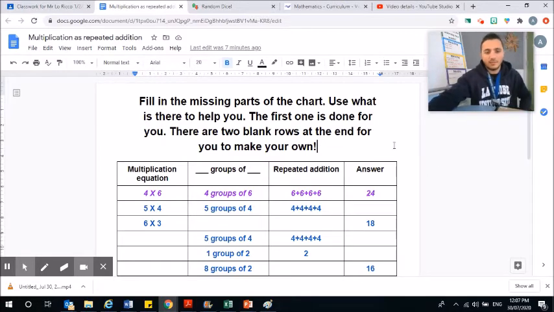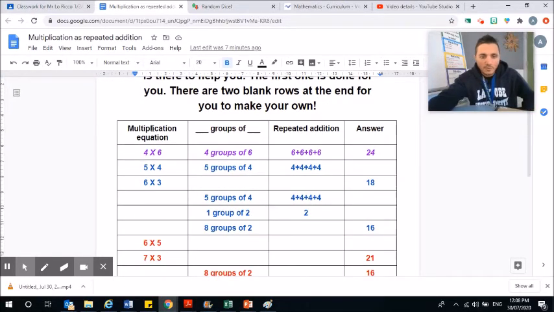So I'm going to help you through this. The first one's done here. It says here, multiplication equation. The first one was four groups of six. This part here is just the words that we need to do. So we've got number four and then groups of should be written in words. So groups of six. That's pretty much the same. We've got the words there. Now this column is the repeated addition. So four groups of six should look like 6 plus 6 plus 6 plus 6. Should be four sixes there. And then our answer is 24.